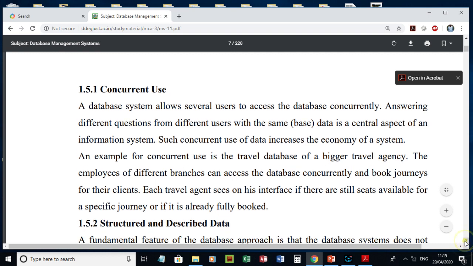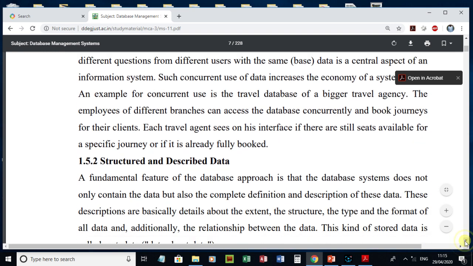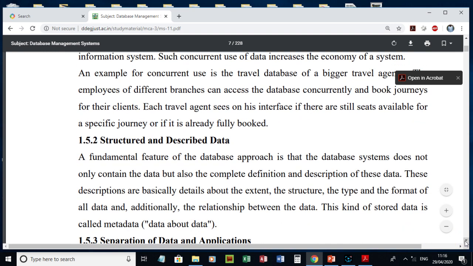Okay, so structure and described data. A fundamental feature of the database approach is that the database system does not only contain the data but also the complete definition and description of this data. So you see, the schema and the sub-schema. These descriptions are basically details about the extent, the structure, the type, and the format of all data, and additionally the relationship between the data.